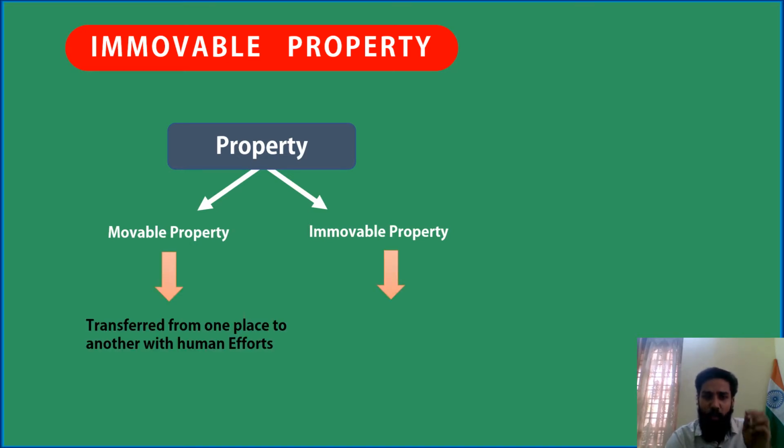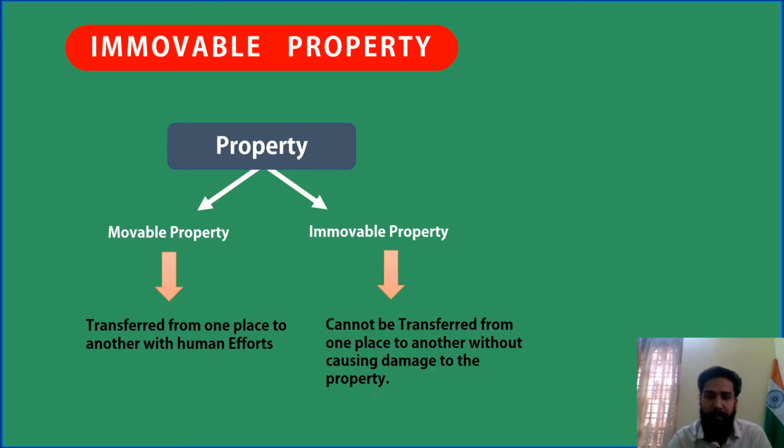To be very precise, a movable property is a property that can be transferred from one place to another with human efforts. If we can transfer it easily from one place to another, we call it a movable property. And the next one is an immovable property. The property which cannot be transferred from one place to another without causing damage to the property. For example, if we can transfer a house after demolishing or destroying the house, that doesn't mean that it is a movable property. It should not cause any damage to the property while transferring. Okay, so that is the definition of an immovable property.